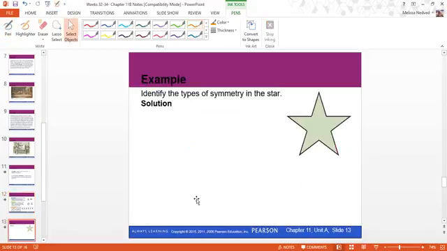So let's go take a look at a picture here. We've got, it looks like a 5-point star. We want to identify the types of symmetry in the star. So we want to identify whether we've got reflection and or rotation and or translation.